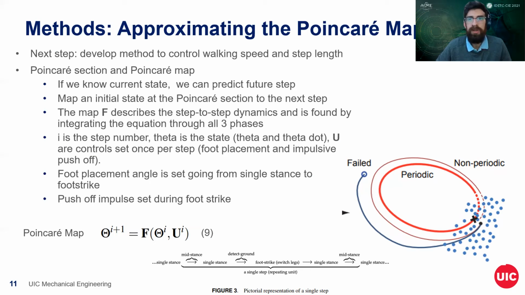Equation 9 shows the Poincare map. i is the step number, theta is the state, which consists of theta and theta dot. U are the discrete controls that are set once per step, which are foot placement angle, as well as the impulsive push-off. F is the Poincare map that relates the state from one mid-stance to the following.